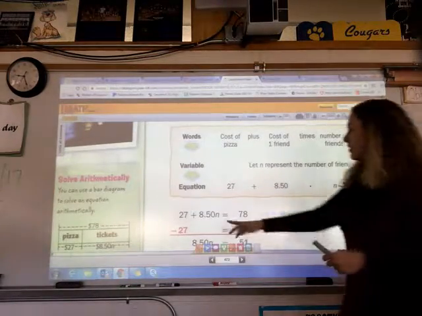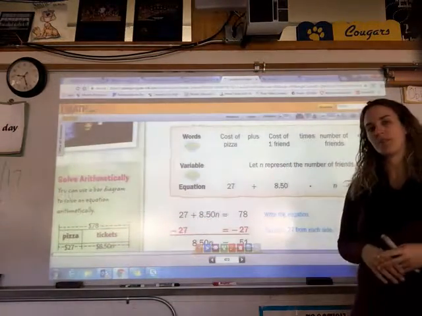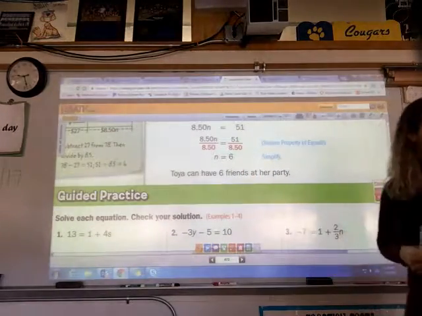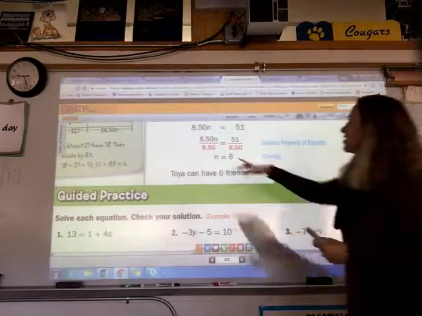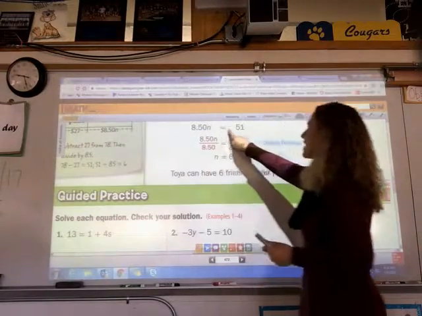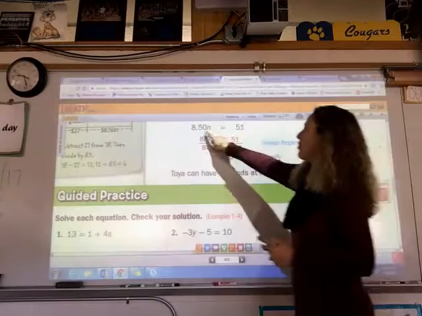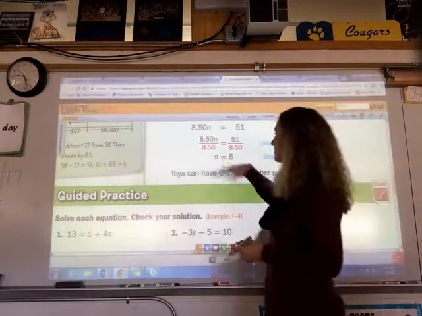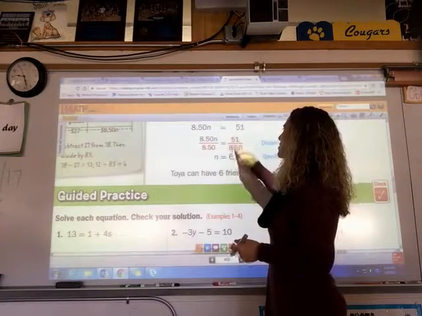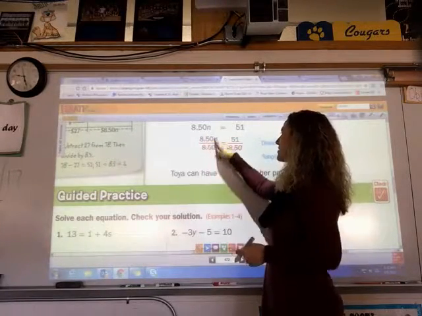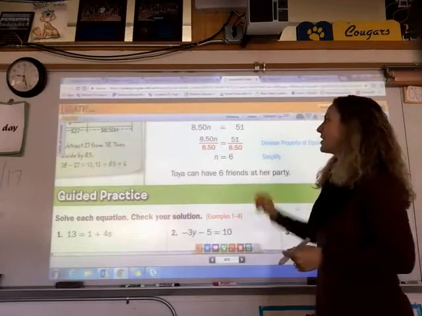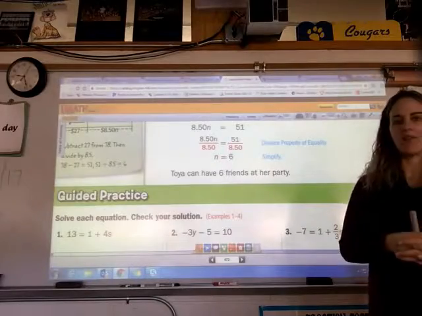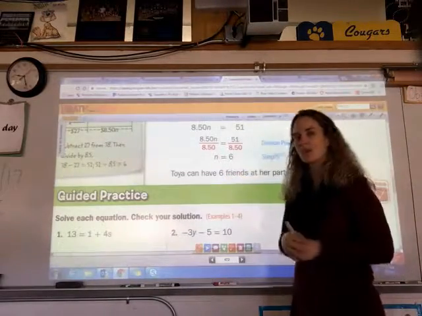Again, we're adding 27 to both sides, so the opposite of adding 27 is to subtract 27. So the book has subtracted 27 on both sides, so they end up with $8.50 times N equals 51. Now we're multiplying here, it's a decimal, so the opposite of multiplication is division. So we're going to divide both sides by $8.50. Those are going to cancel, and we get 6. So to go back and answer the question of how many friends Toya can have at the party, she can have 6 friends at her party.